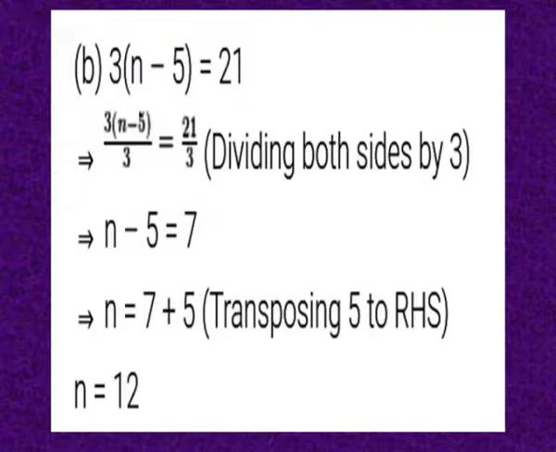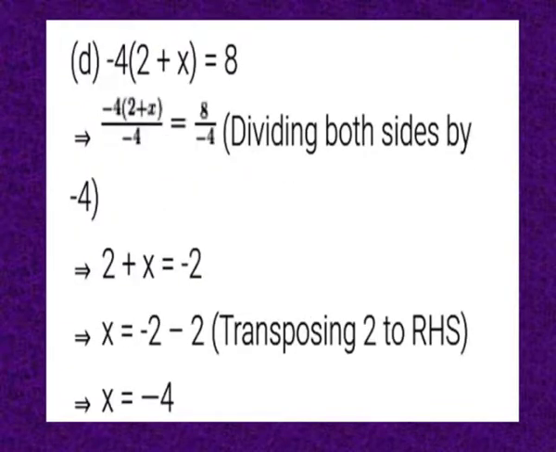C subdivision is homework. Next, D subdivision. Minus 4 into 2 plus x, which is equal to 8. Consider our LHS, that is minus 4 into 2 plus x. Firstly, we have to remove that bracket so that we are dividing with minus 4. Since we are having a negative symbol in our LHS, we are dividing here with minus 4, so that minus and minus will be getting cancelled.